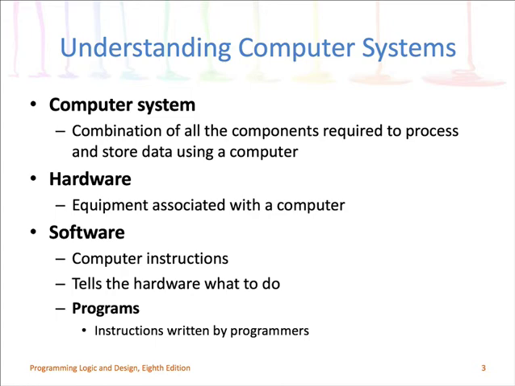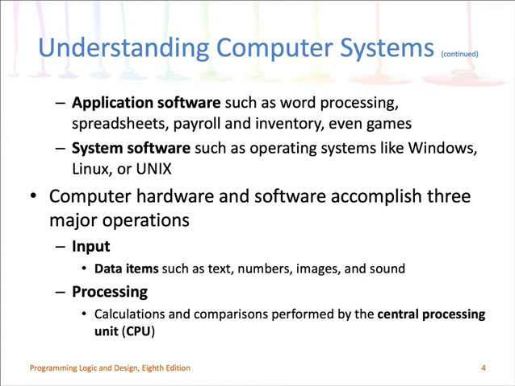Programs are a type of software, and they are written by programmers, and that's what we're going to learn about in this class. Application software would be things like Microsoft Office, Excel, other spreadsheets, payroll, games, etc. The term system software describes the operating system. Most of you are probably familiar with Windows, but that also includes Linux and Unix, Mac OS X, etc.